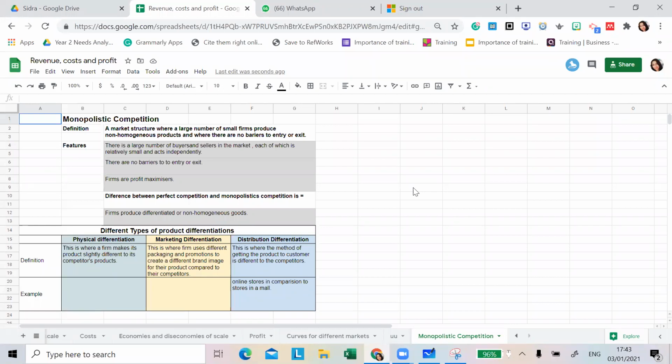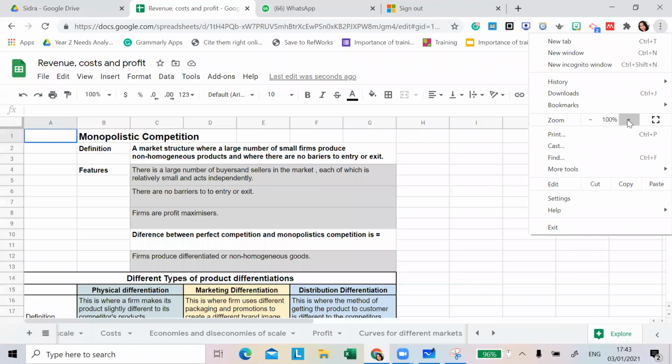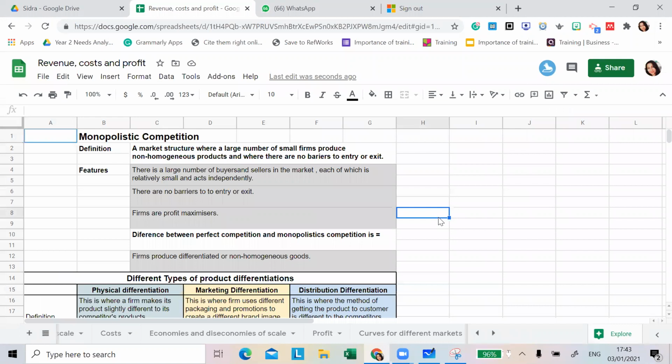Okay, so we are learning about monopolistic competition. First, let's have a look at the definition of this market structure. So this is a market structure where a large number of small firms produce non-homogeneous products where there are no barriers to entry or exit. So we have certain features. There are a large number of buyers and sellers in the market, each of which is relatively small and acts independently. There are no barriers to entry and exit.